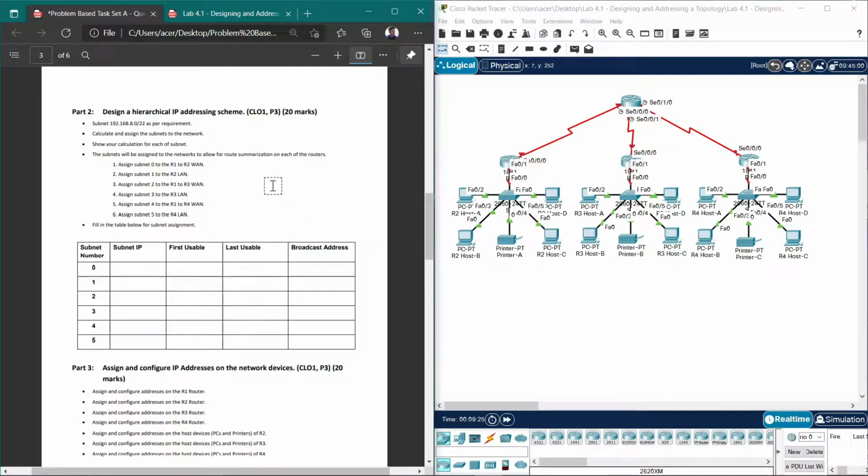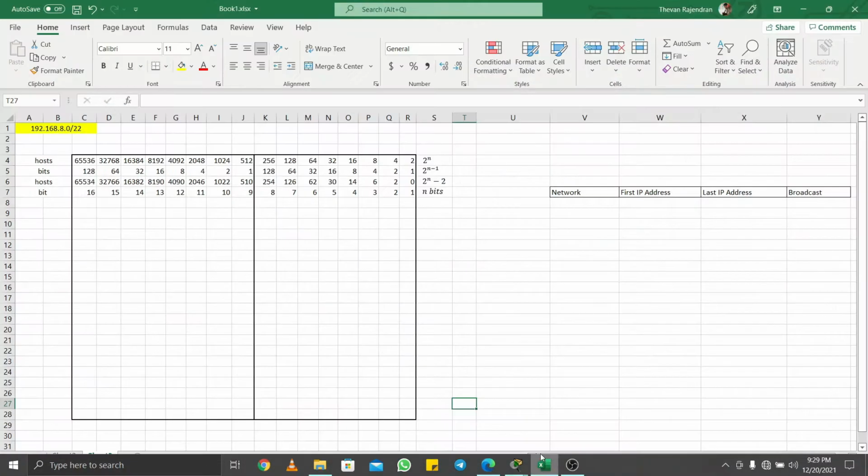For Part 2, design a hierarchical IP addressing scheme. Subnet 192.168.8.0/22 as per requirement. Calculate and assign the subnets to the network. Show your calculation for each of the subnets. The subnets are assigned to the networks to allow for route summarization on each of the routers. For Part 2, I have prepared an Excel file to calculate each of the subnets.